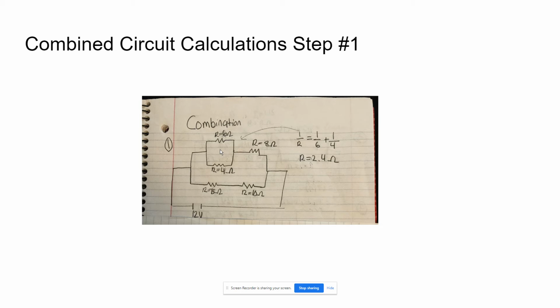So these two are in parallel, so you want to add using the 1 over R method. So 1 over 6 plus 1 over 4. To solve for 1 over R, you should get R equals 2.4 ohm.